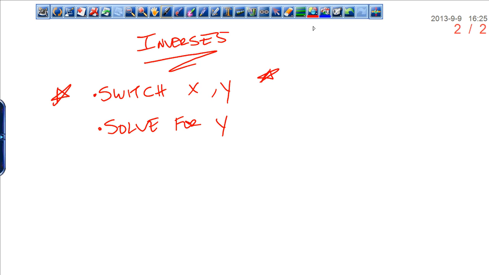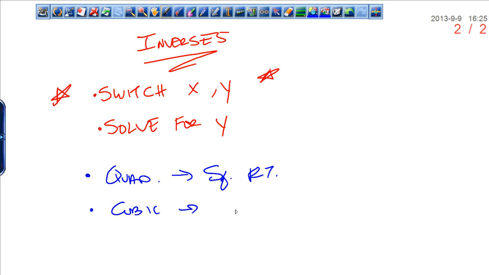There are a few things that we'll go deeper into later about what inverses can do as far as undoing each other. But for right now, all you got to know is to switch x and y and solve. There's a couple of parent functions that are inverses of each other. The first one is quadratic. The inverse for quadratic is square root. And the inverse for cubic is, as you guessed it, cube root.